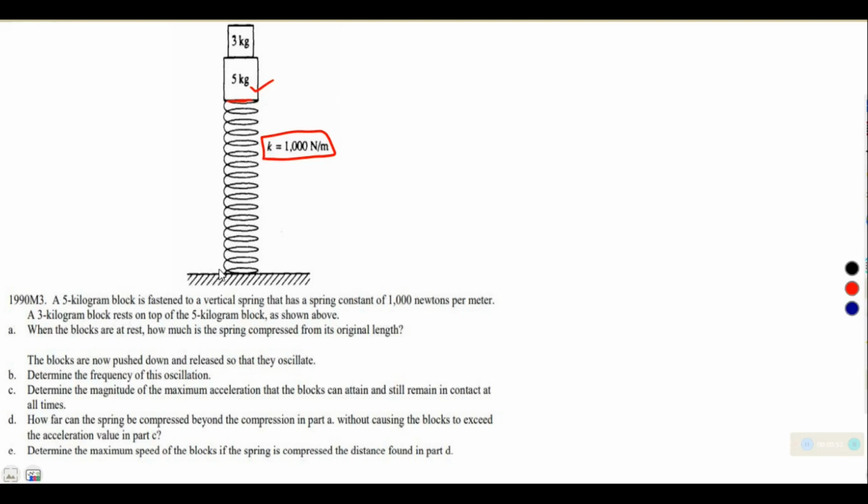A 3 kg block rests on top of the 5 kg block. This is the 3 kg block, which is at rest on top of the 5 kg block, and it is not fixed. So the question is, when both the blocks are at rest, how much is the spring compressed from its original length?